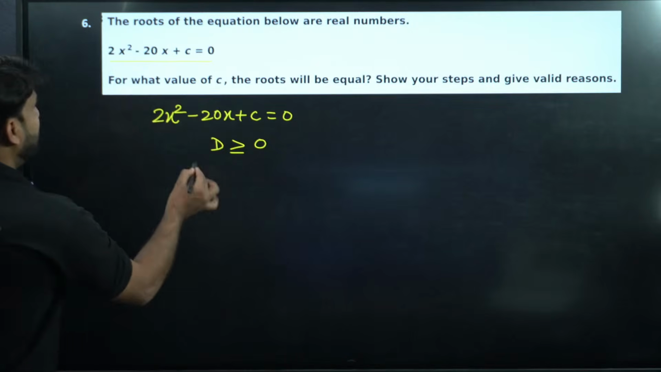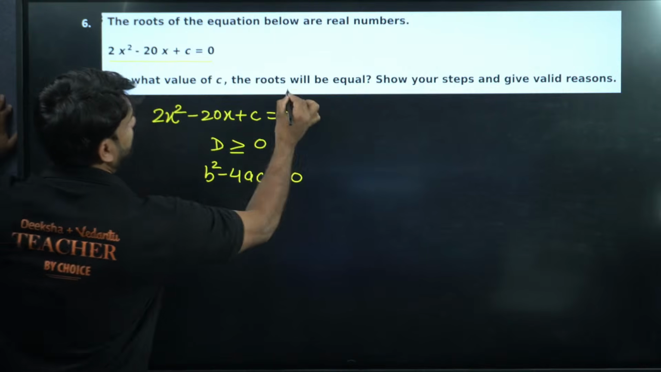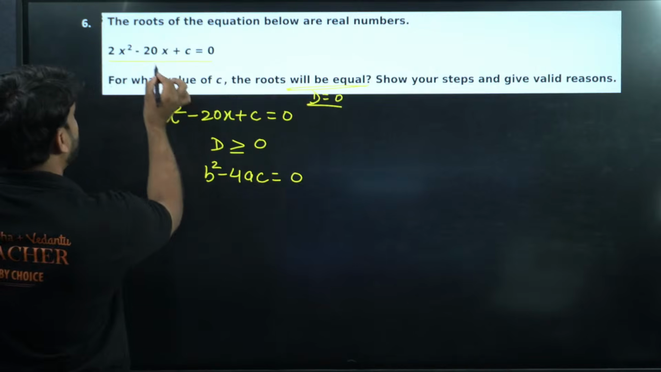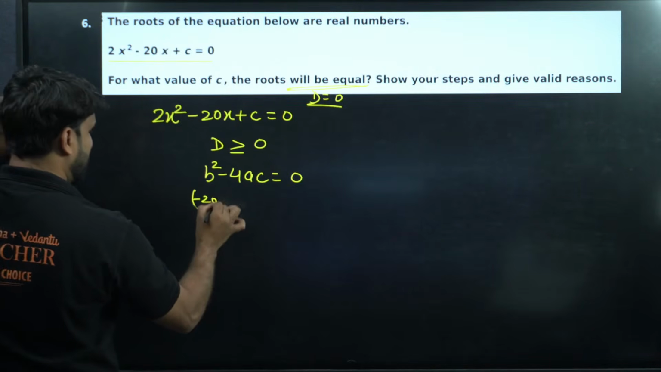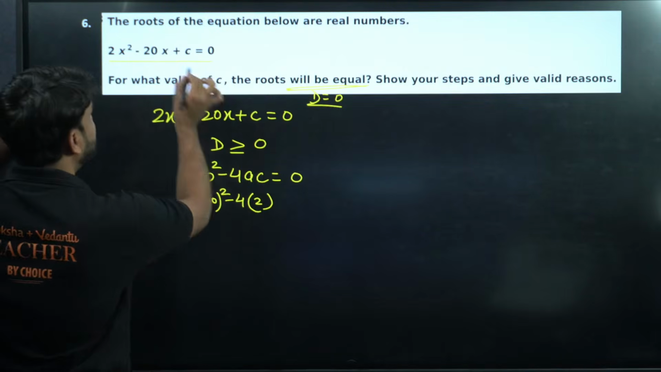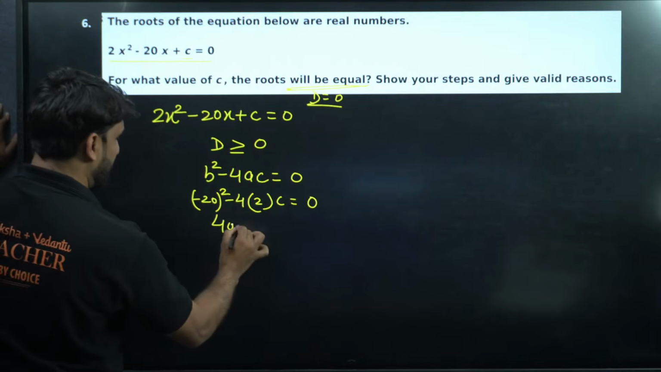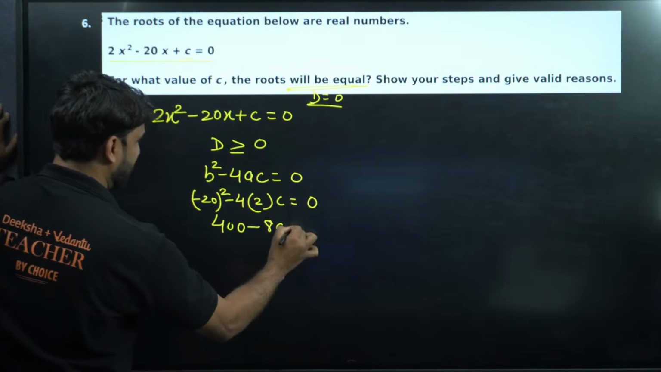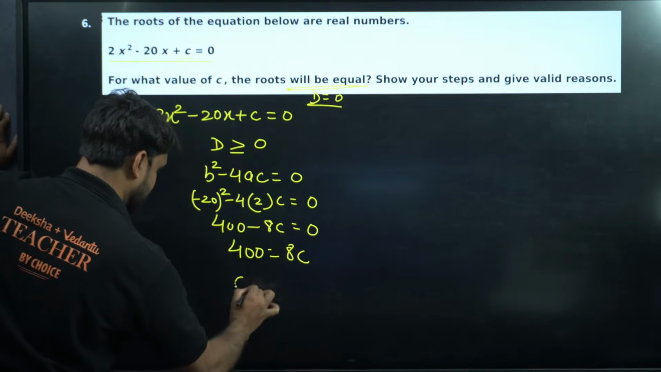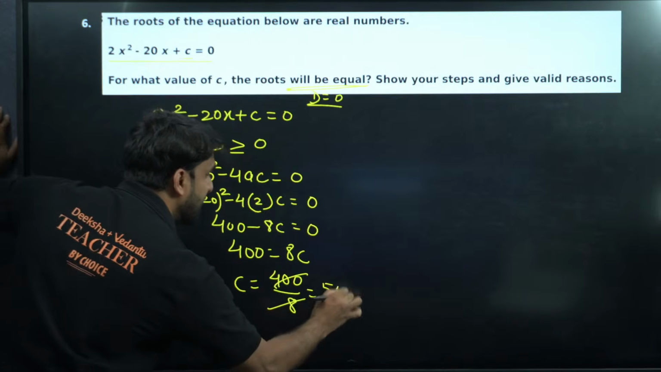So now where is D? We have D equal to b square minus 4ac equal to 0, because we are talking about equal roots. So for equal roots, D is always equal to 0. So b is minus 20 whole square, minus 4 into a, a is 2, and c is as it is, equal to 0. So minus 20 square will be 400, and minus 4 into 2 is 8c. 8c will go there, so 400 is equal to 8c. So c will be equal to 400 divided by 8, which is equal to 50. So the answer is 50.